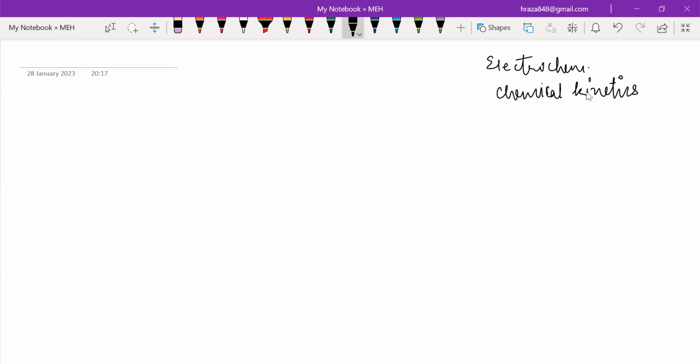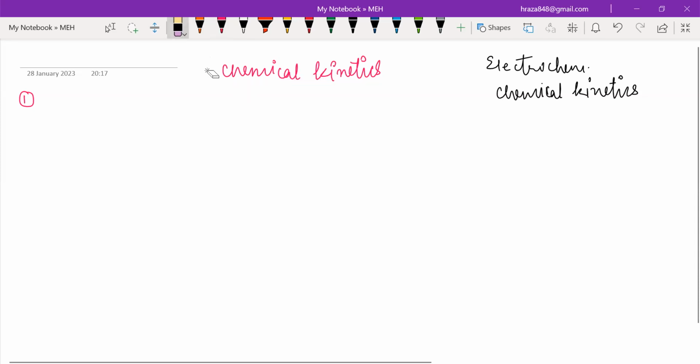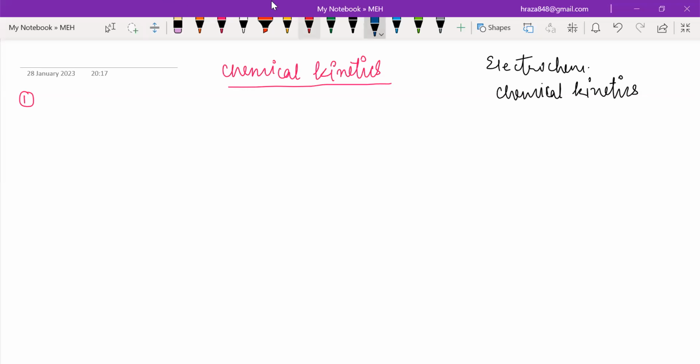Okay, so I'm going to write the topic here. First of all, we are going to start with chemical kinetics first. It is small and very easy. So in revision, you are going to solve all the NCERT problems, as well as the assignment that you have got.